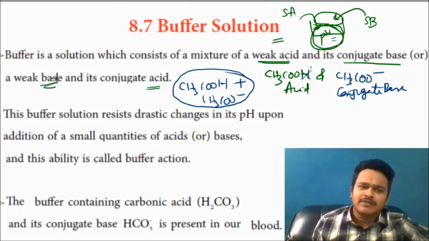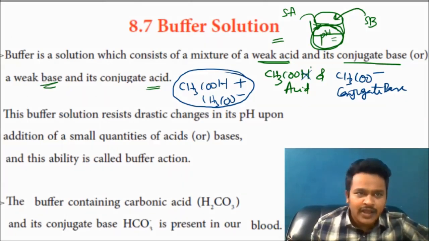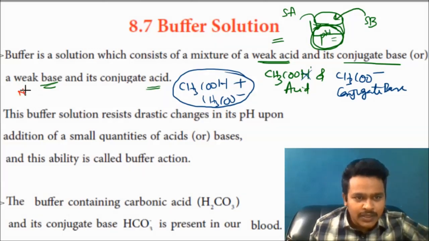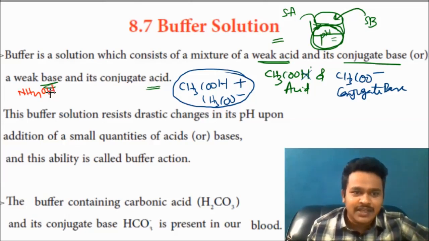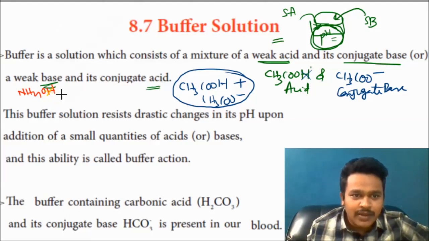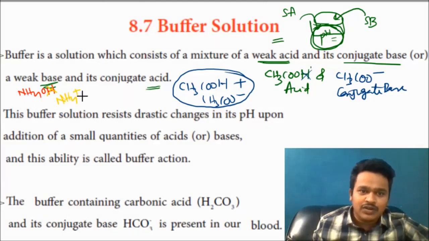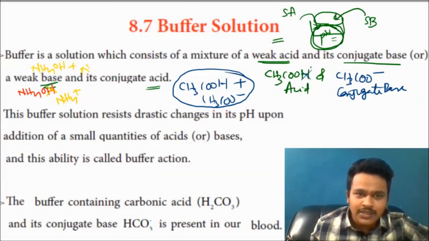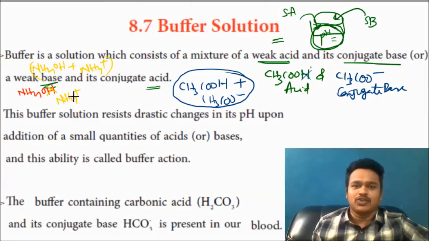I am taking an acid here, but you can take a base also. Any base, NH4OH, and its conjugate acid. It is a base. What is the property of a base? It has to lose OH minus ion. What is remaining? NH4 plus remaining. Now what can I say? A weak base, NH4OH, plus NH4 plus ion. This combination you can call a buffer solution.